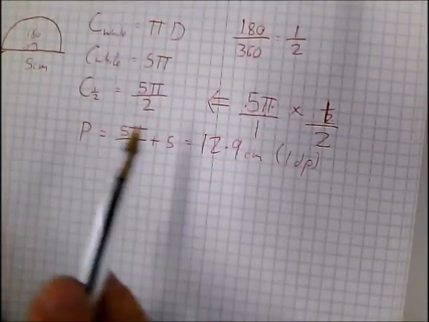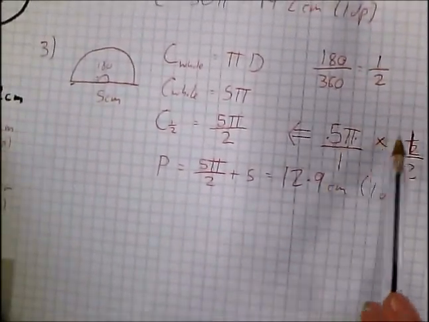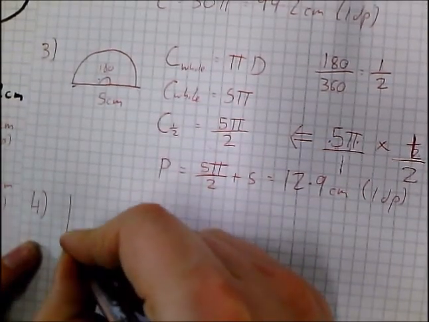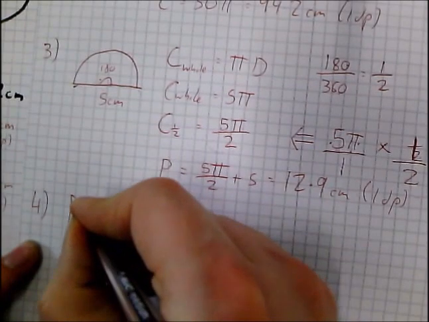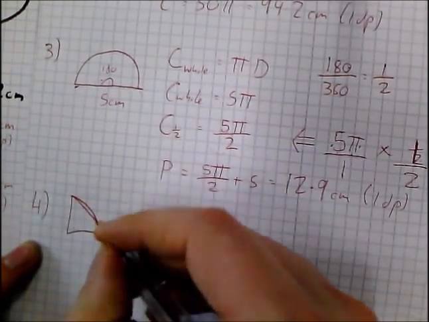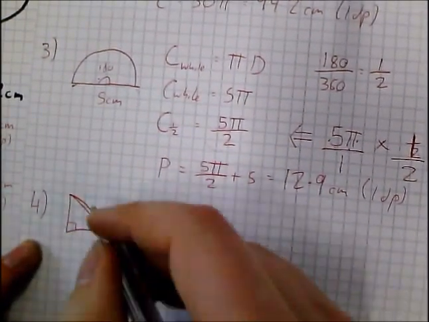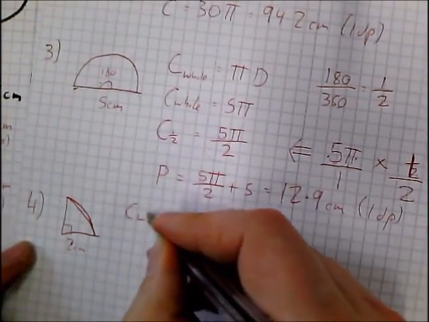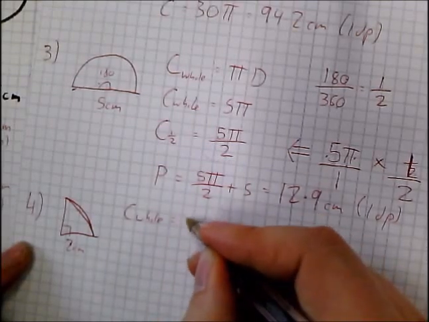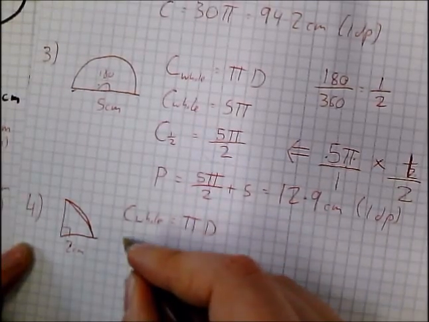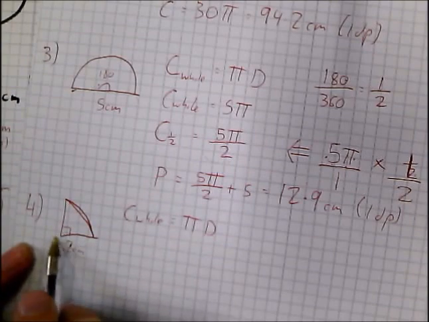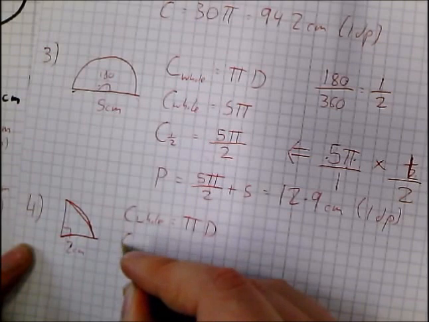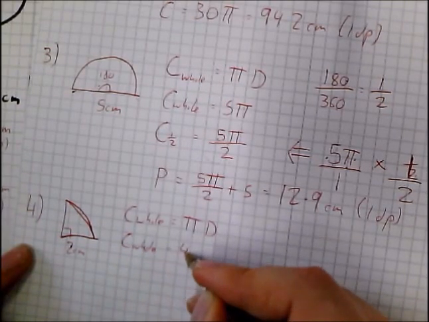Okay, the next one I'm going to do a bit quicker, so I'm not going to explain this bit this time. So for 4, once again, I made that look a little bit like a triangle, which I shouldn't have done. I've got a right angle there. It has a 2 centimeter radius. So C whole equals pi d. The diameter is this time 4, because this is the radius, so double that is 4. So C whole equals 4 pi.